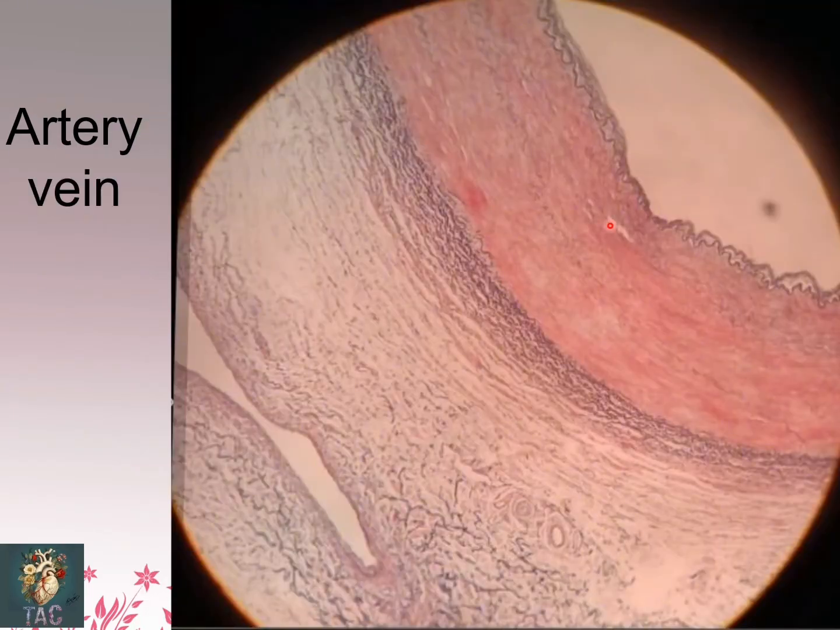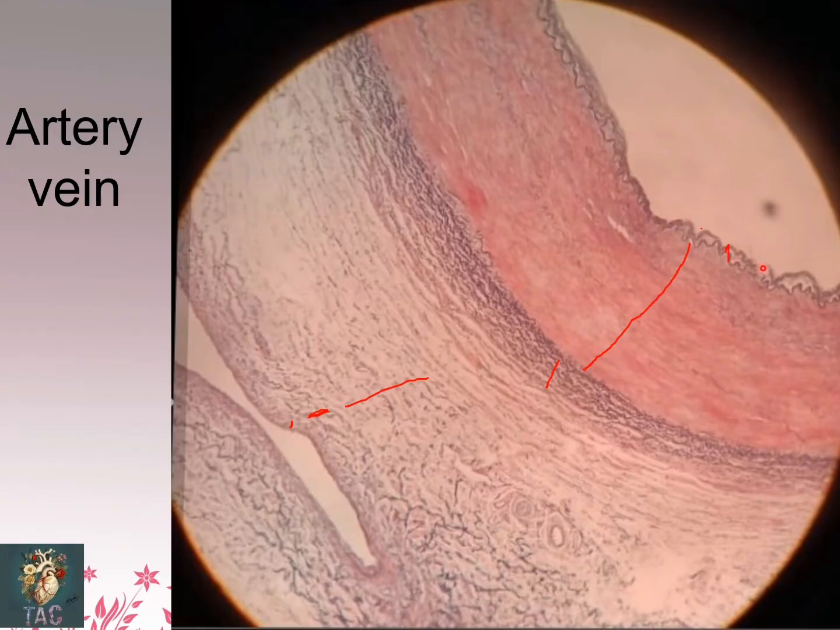Here you can see this is the section of the artery and this is the section of the vein. So first look at the artery. This is the tunica intima. This whole smaller area is tunica intima. Then this is tunica media, and then this is tunica adventitia. In case of the vein, you can see smaller tunica intima, then a smaller amount of tunica media, and then this whole is tunica adventitia. So differentiate between the two.